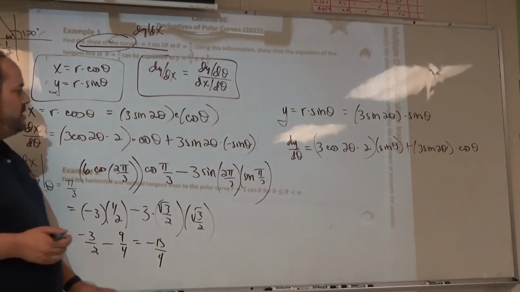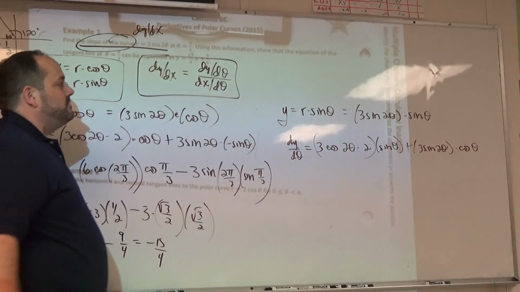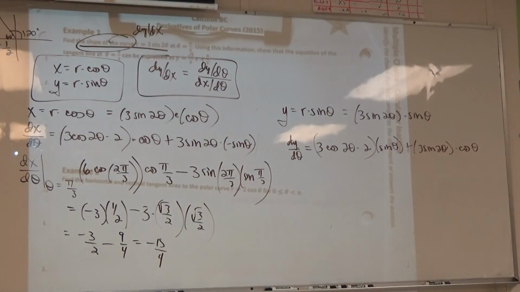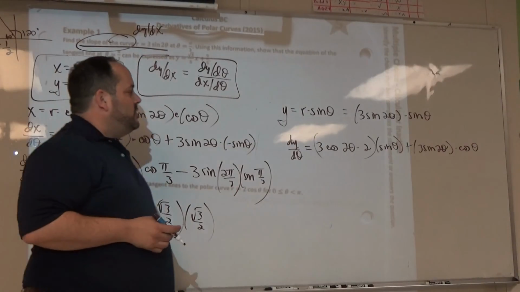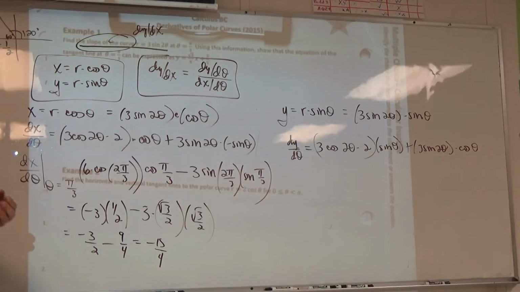You're gonna go through and you're gonna do similar things over here. But neither of those are your slope. None of them are the slope. Because we divide them. You then have to take the quotient. You have to say, what's dy d theta? What's dx d theta? You've got to divide them, and then that gives you the slope.